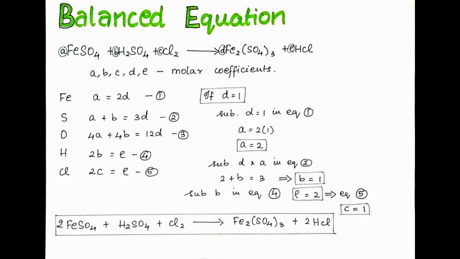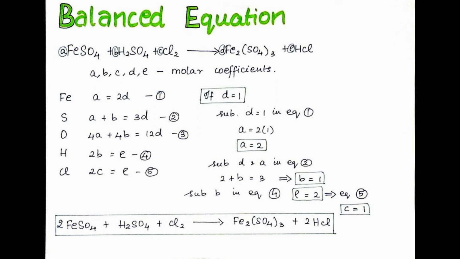Now substitute D is equal to 1 in equation 1. So we will get A as 2. Now substitute D and A in equation 3. So we will get B as 1. And now substitute B in equation 4. We will get E is equal to 2. And finally substitute E in equation 5. We will get C is equal to 1. So now we have got all the molar coefficients.